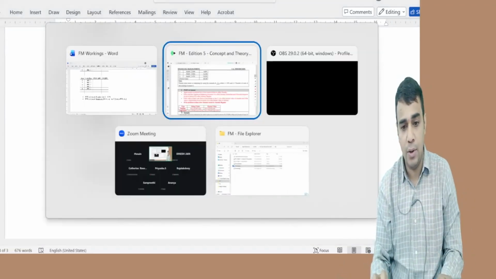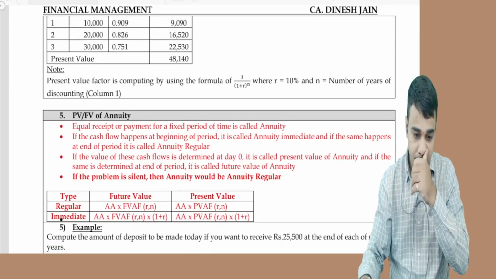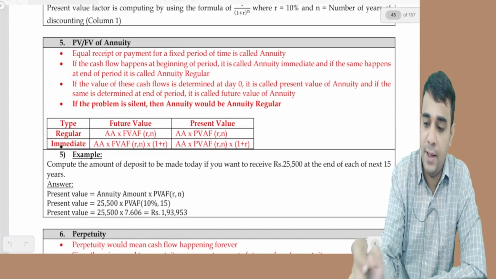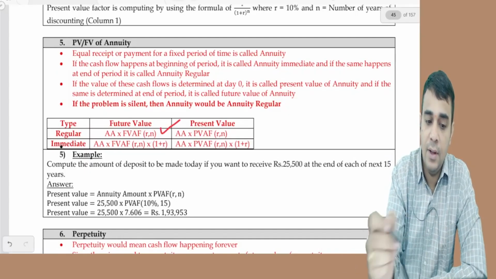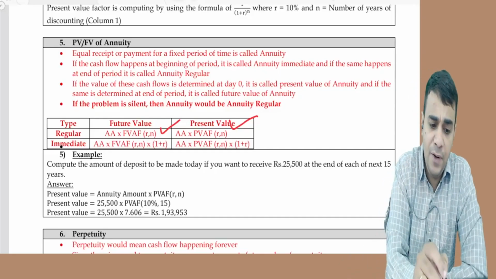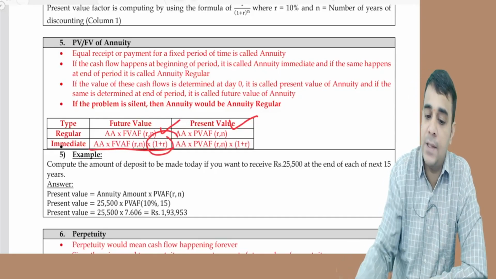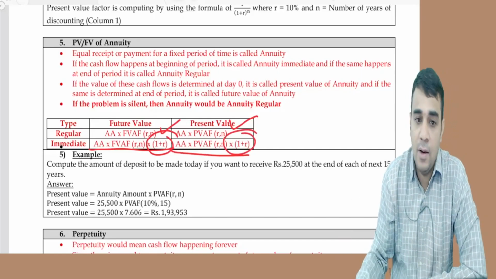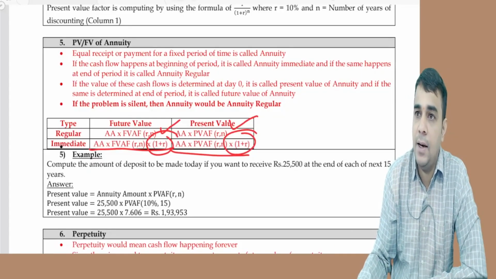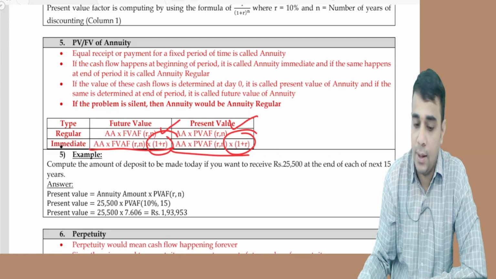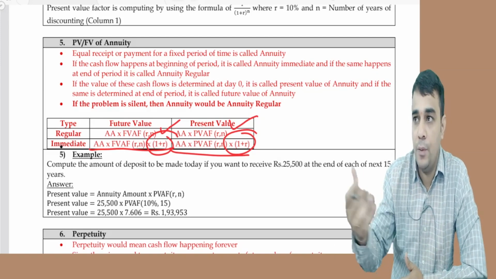Now I show it in the book and then we do an example. If it's future value, use the future value annuity factor. If it's present value, use the present value annuity factor. If it is immediate, do into 1 plus R. Why is this 1 plus R being done? Extra 1 year compounding, lesser 1 year discounting.